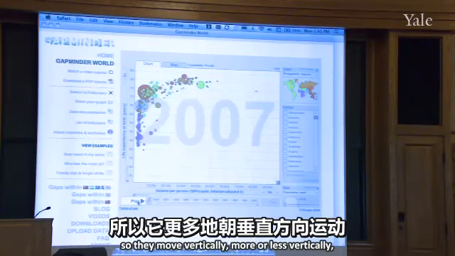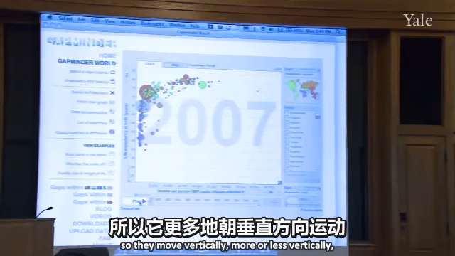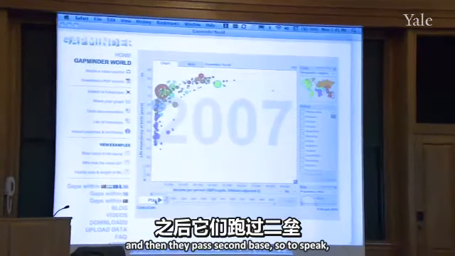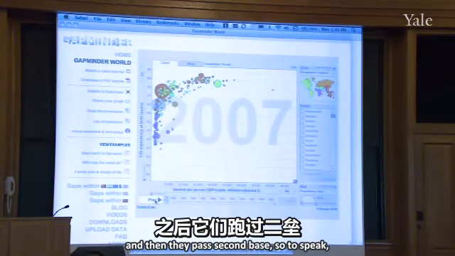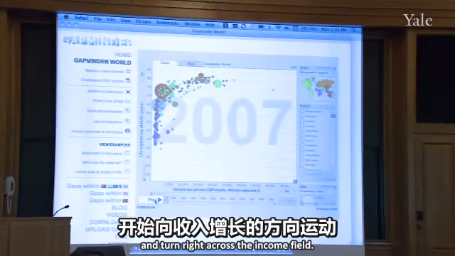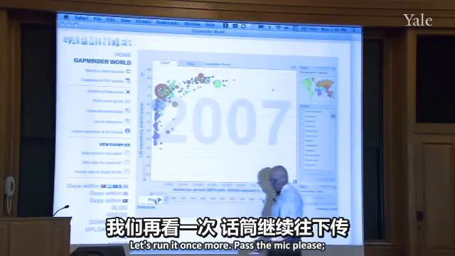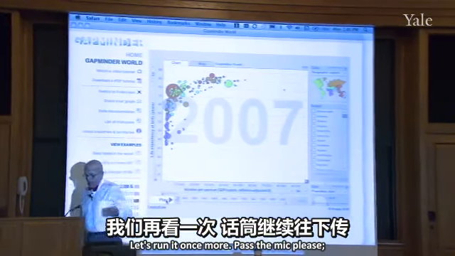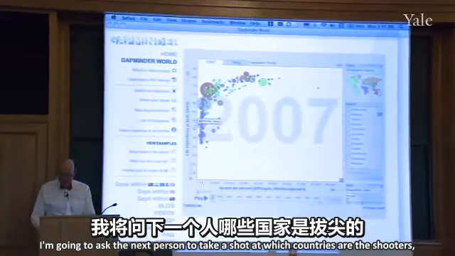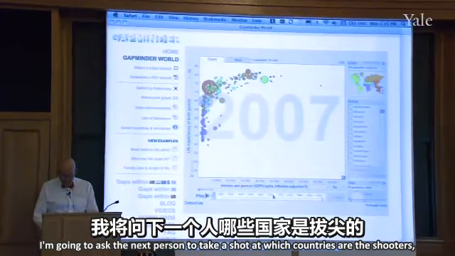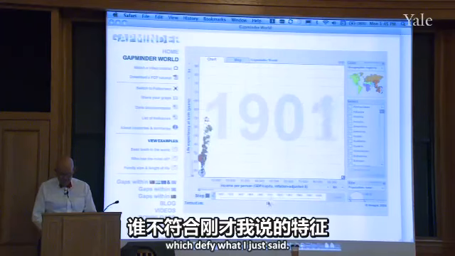So they move vertically, more or less vertically, and then they pass second base, so to speak, and turn right across the income field. Let's run it once more. And I'm going to pass the mic, please. I'm going to ask the next person to take a shot at what countries are the shooters, which defy what I just said.